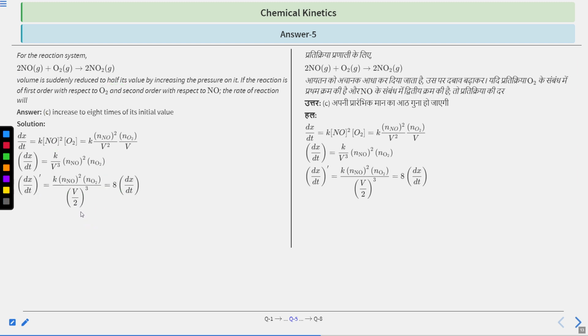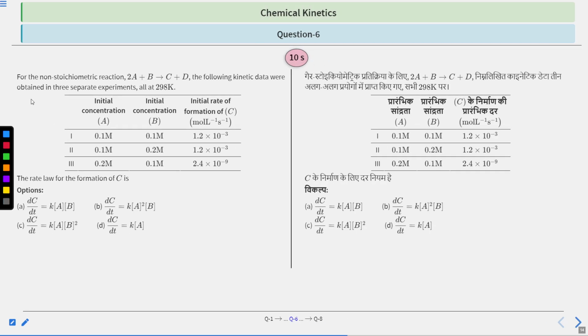Okay, let's move to the next question. Question number 6. For the non-stoichiometric reaction 2A plus B giving us C plus D, the following kinetic data were obtained in 3 separate experiments, all at 298 Kelvin. We have the data given in table form here by doing the 3 separate experiments for this reaction.